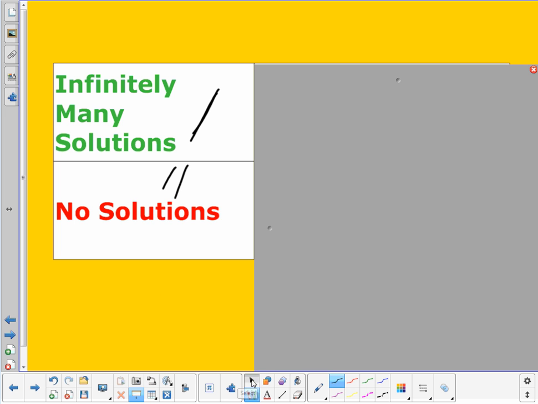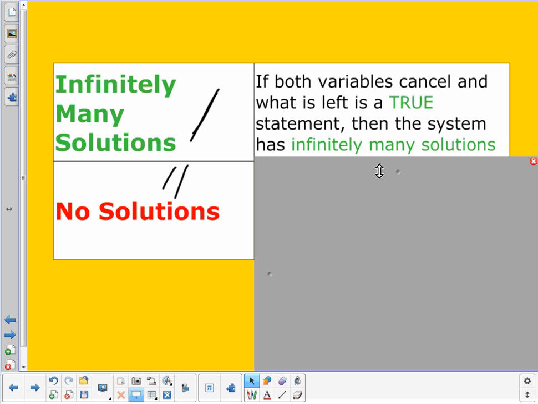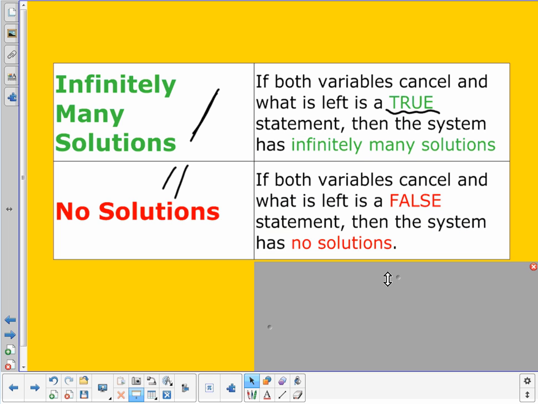Here's what that looks like algebraically. If we have infinitely many solutions, both of our variables will cancel out, will drop out of the system, and we'll be left with a true statement, like 0 equals 0 or 5 equals 5. On the flip side, if both variables drop out and we're left with a false statement like 0 equals 6, that's not true. That can't be possible. That's where we have no solution.